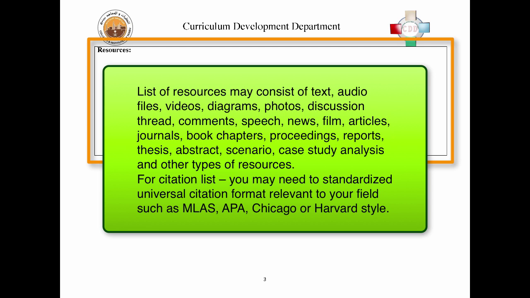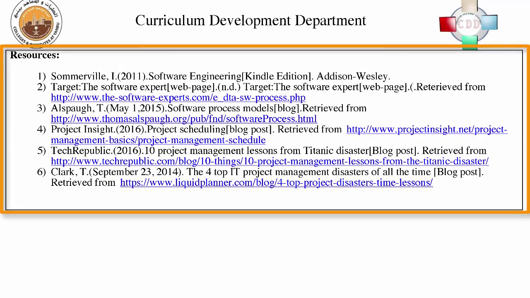For the citation list, you may need to standardize a universal citation format relevant to your field, such as MLA, APA, Chicago or Harvard style. Now you may see an example to explain what I have explained.